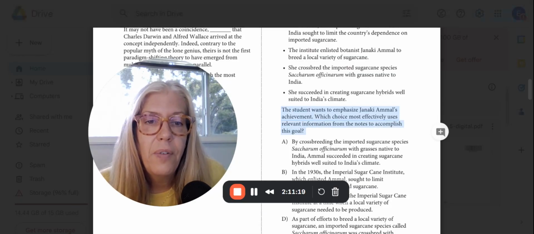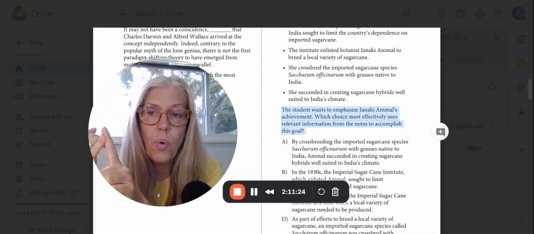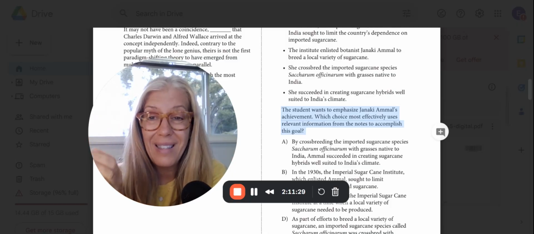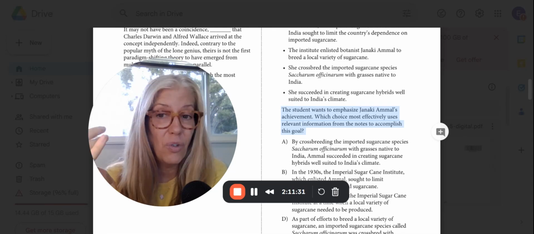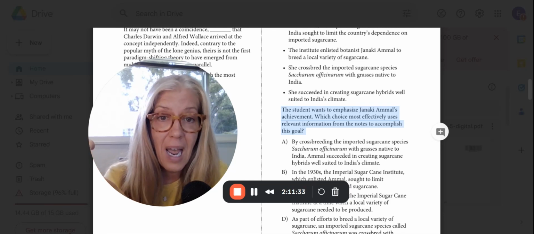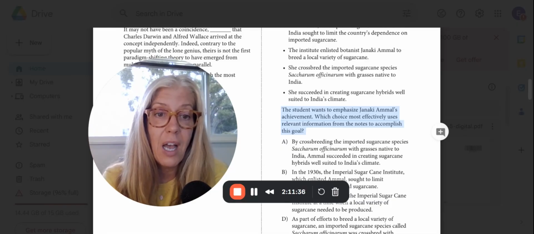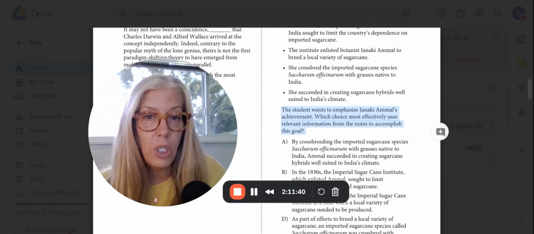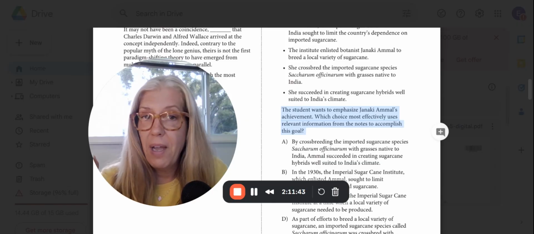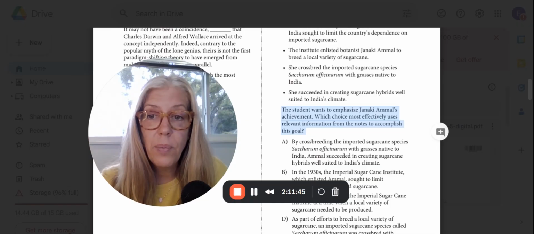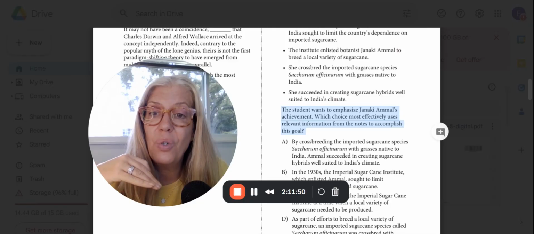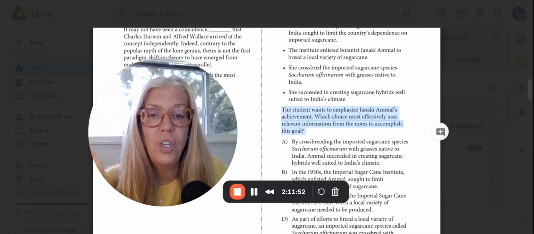The student wants to emphasize Janaki Amal's achievement. So just like the hypothesis questions, just like the author's purpose, just like the main idea, they're telling you exactly what the answer has to have. Like there's no ifs, ands, or buts. The answer has to have an emphasis of Janaki Amal's achievement. It's apostrophe S. It's one person, Janaki Amal's achievement. If I need to go up and use the bulleted information, it's there for me. But let's just see if I can get rid of some that do not emphasize an achievement.